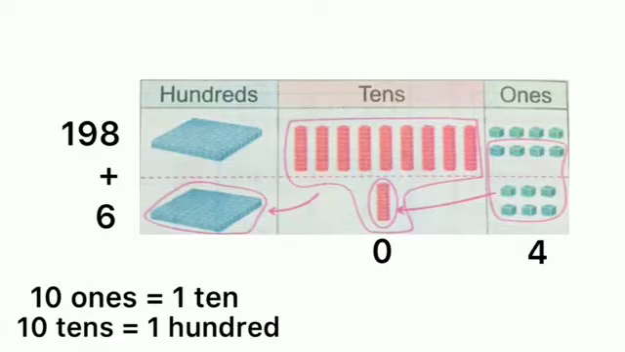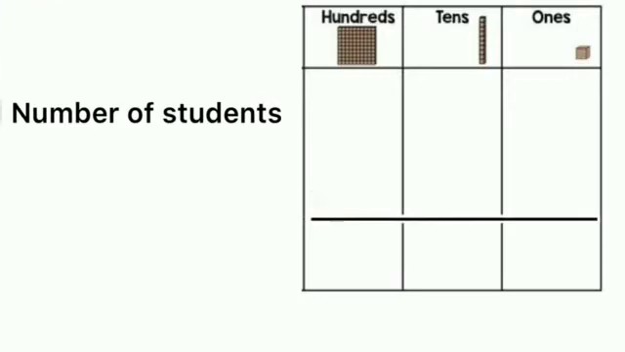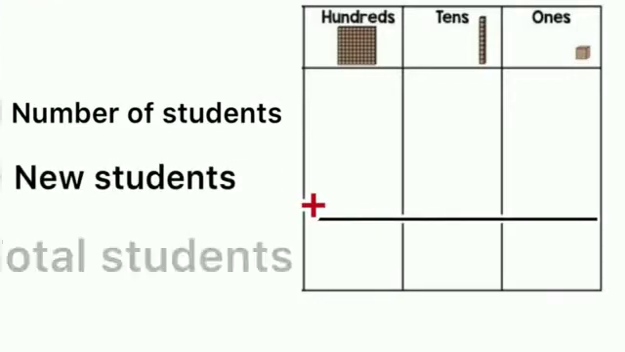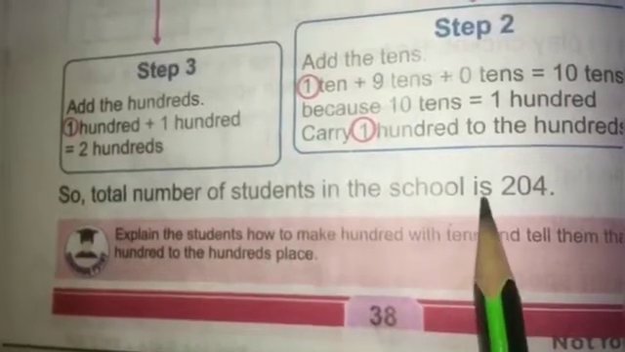Now add hundreds. In 1 set of hundreds blocks, when we add 1 more set of hundreds blocks, it will become 2. And the answer will be 204. Students, we can also show these numbers in hundreds, tens and ones place like this. Number of students 198. Add new students 6. Students, we have already found the total of 198 and 6. So, total number of students in the school is 204.